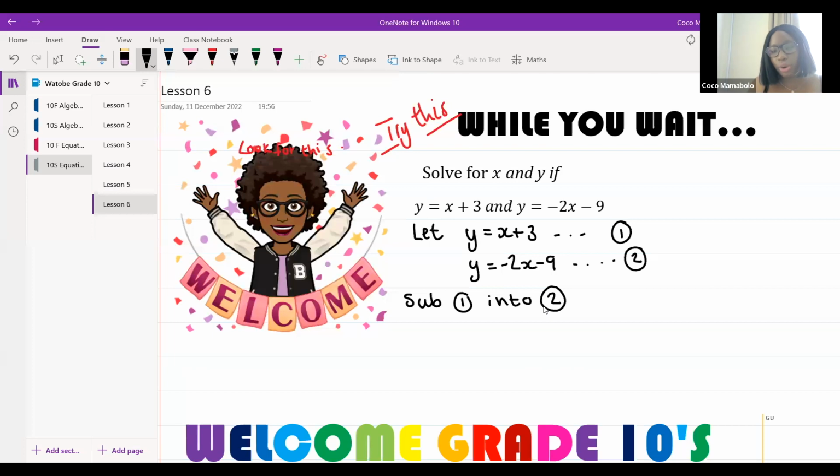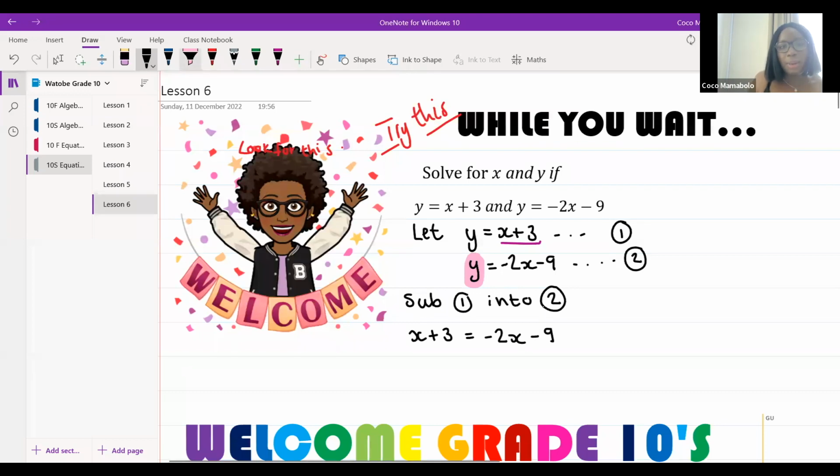So my new equation is going to look like this: I'm going to replace this y that we have over here with x plus 3. So my equation is going to read x plus 3 is equal to negative 2x minus 9. And then I can solve for x. And that's the easy part.